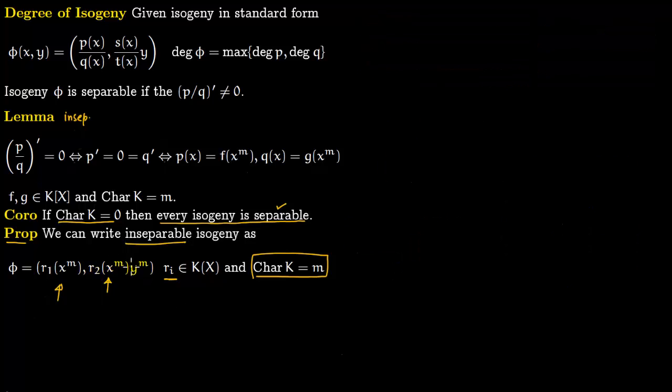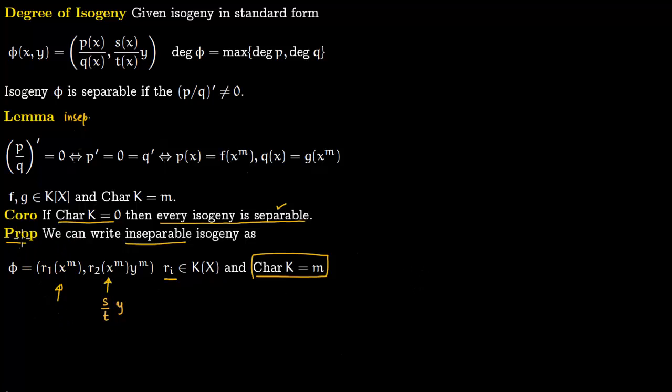So we have been able to show the second form, this rational function here. This came from s over t y, which became a function in x to the m, this became y to the m, and this obviously comes from p over q. We have seen that we have inseparable, so the derivative of p over q is 0, and therefore p of x is a function of x to the m, the denominator is a function of x to the m, so this p over q becomes f of x to the m over g of x to the m, which is a rational function.